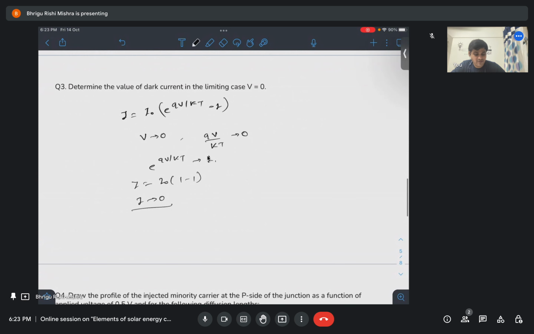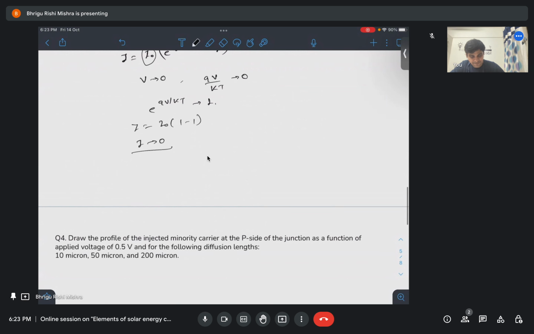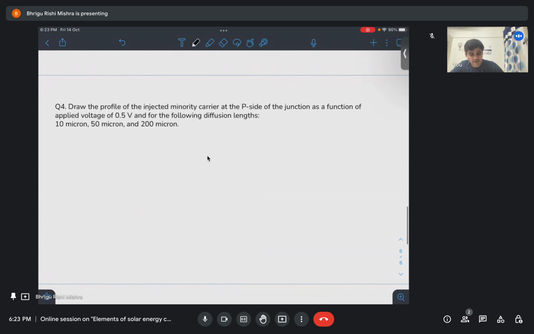But dark current being 0 doesn't mean that there won't be any saturation current. Saturation current will be there. Just when V equals 0, there won't be any dark current present. Okay, so this is the last question.